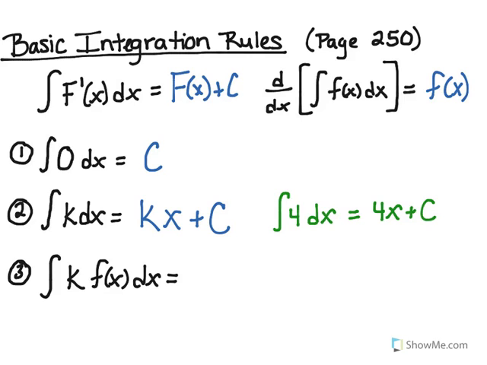The next property, number 3, is if you have the integral of a constant times a function. Similar to our rules with limits and derivatives, we can factor the constant out in front. So we get k integral of little f of x dx. And then I would need to find the antiderivative from there. But it's important to know that constants can be factored out in front if they're in your way.